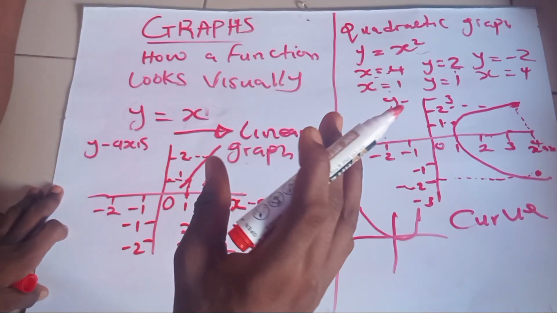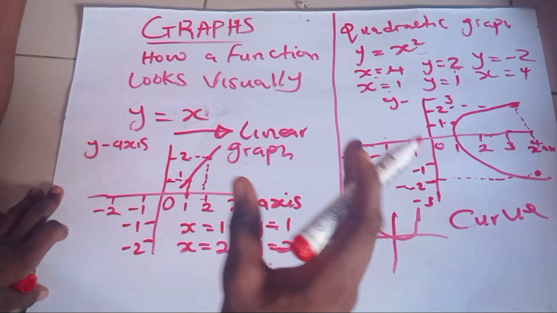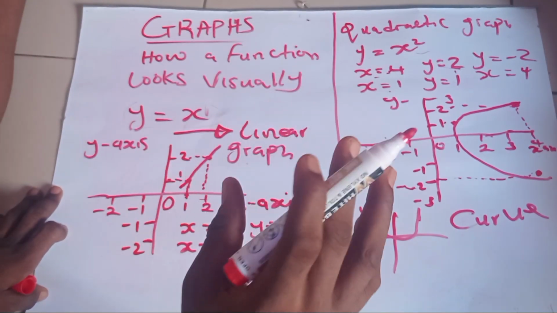So I believe now you understand how a graph looks. And I said a graph is how a function looks exactly visually. So that's that for a graph.